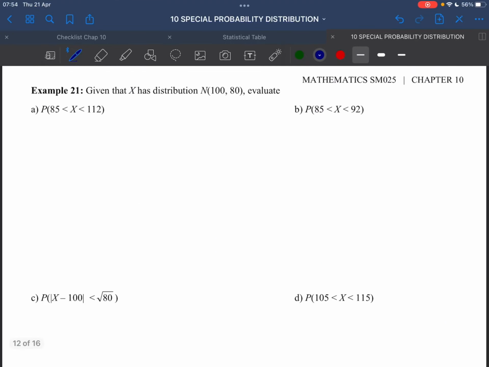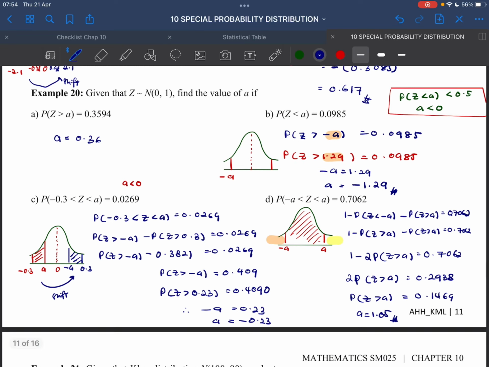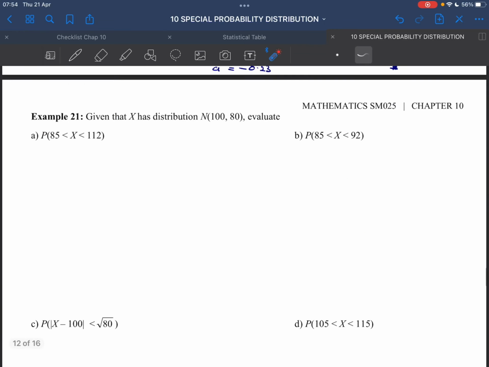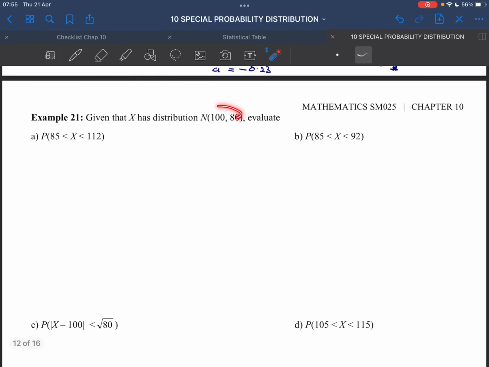Okay, so next we are going to continue with example 21, where, as I said before, we are going to change from normal distribution to standard normal distribution. In the previous examples, the standard normal distribution Z was already given in the question. But now we have a normal distribution with mean mu equals 100 and variance equals 80. We want to find the probability of x between 85 and 112.